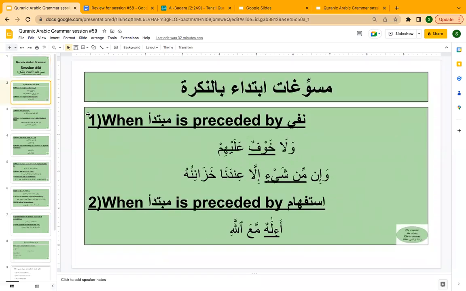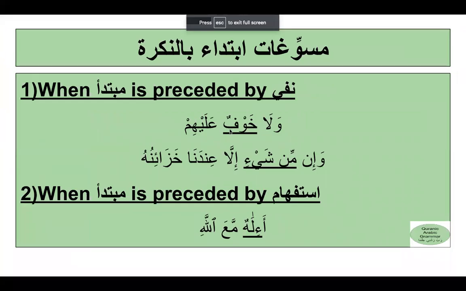So when your mubtada is preceded by nafi, it is allowed for it to be common. If I ask you, la khawfun, what will you label khawfun? It is going to be your mubtada. And alayhim, jar wal majroor, is going to be your khabar. Barakallahu feek. This one I will skip for now. Inshallah, I will come back. Sometimes your min can attach to your mubtada, and I will teach you how that works. But for now, remember this example. This comes in the Quran so many times. If you are able to master this one, the rest is going to be easy.